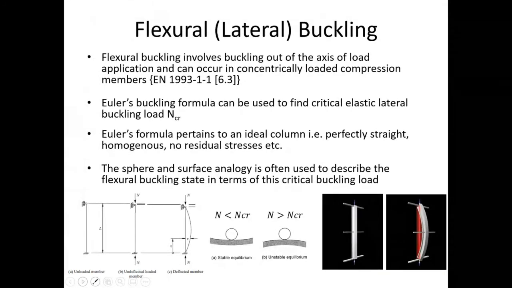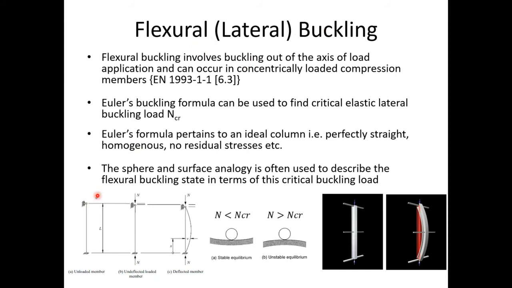Okay, so that's the first check we're going to do in our example. Going on to our example, the second check we're going to do is the flexural lateral buckling. As we said, local buckling is a short length. It's got some local deformation in it, local buckling out of it. That's why it's called local buckling.